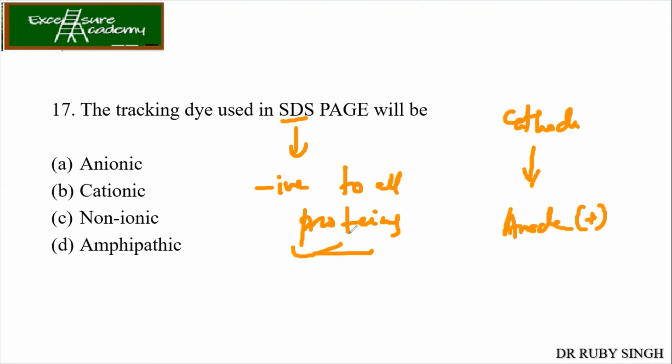So all your proteins as well as the tracking dye that we use over here have to be anionic in nature. So once it is negatively charged, what happens when it is run in the electrophoresis, it will move towards the anode, that is the positively charged. So hence the answer is anionic.